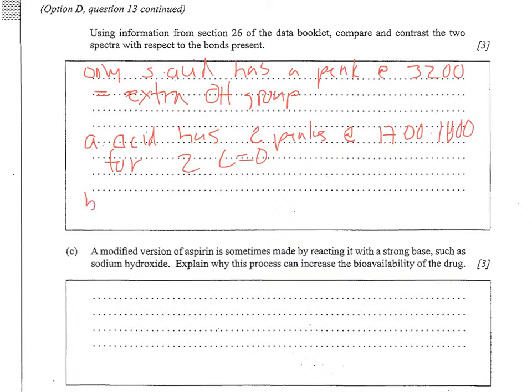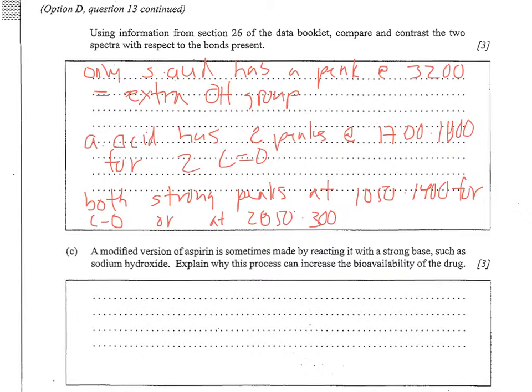And then for the third mark, you should point out some things they have in common. Both have strong peaks around 1050 to 1400, which would be the CO group, or at the 2850 to 3000, they have a lot of similarities, which would correspond to the CH bonds they have in common.